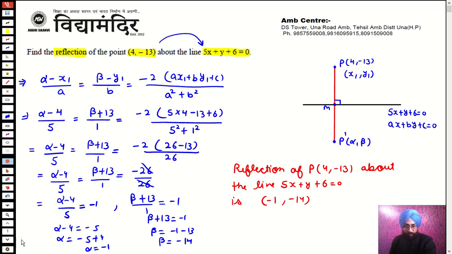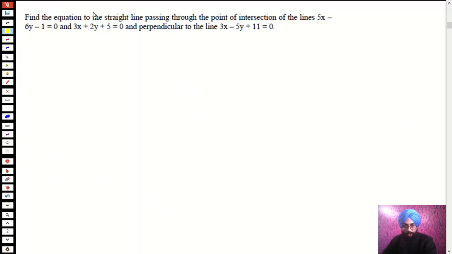Let's take one more question. Find the equation of the straight line passing through the point of intersection of this line and this line, and it is given that it is perpendicular to this given line. So let's try imagining what is happening here. We have two lines which are intersecting at a point. So let's say these are the two lines.